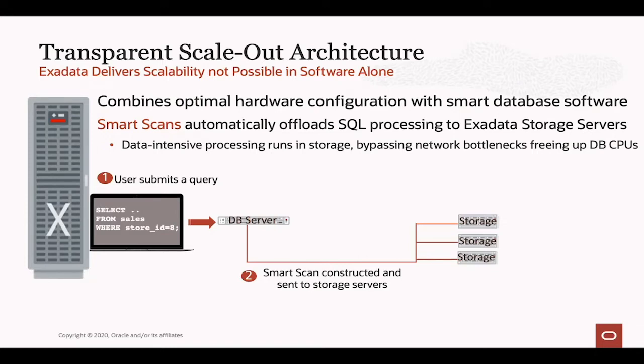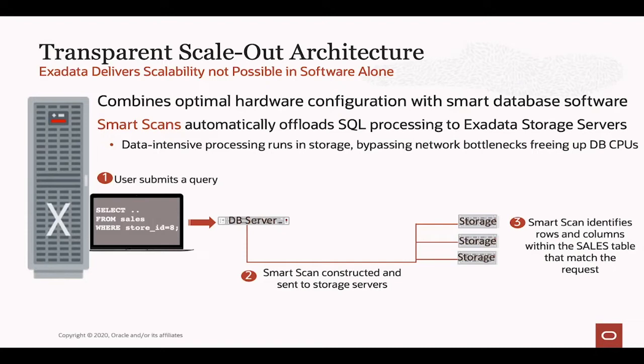So what that smart scan will entail is information about the sales table, what database blocks make up that table, and of course our where clause predicate, that these are the columns I'm interested in and I'm only interested in them where the store ID equals 8. Once that smart scan arrives at the storage servers, they'll each go off and execute that smart scan for the piece of the sales table they contain. They'll only send back the columns I'm interested in.